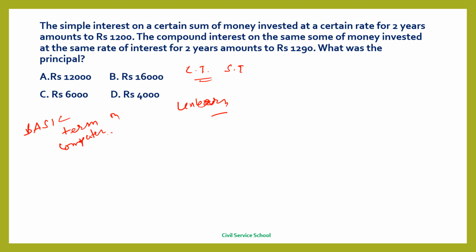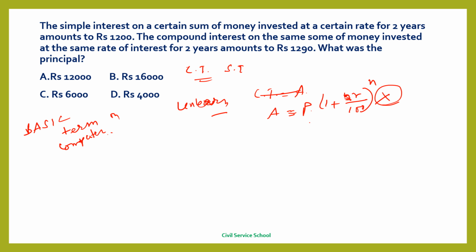You can't solve these questions based on the traditional knowledge of the formula, like CI, A is equal to 1 plus R by 100, whole to the power n. This formula should be totally unlearned, because you can't solve questions in competitive exams based on these formulas.